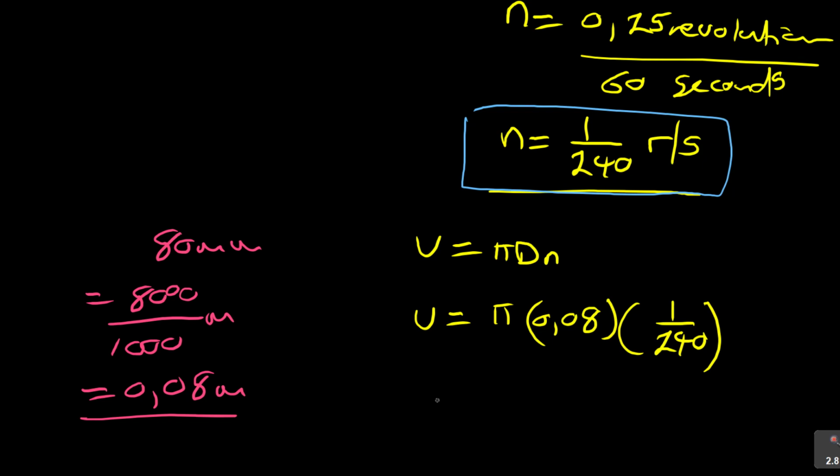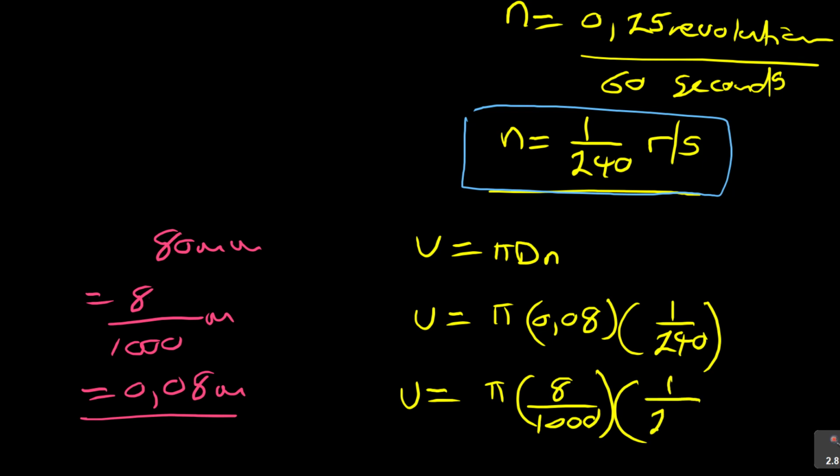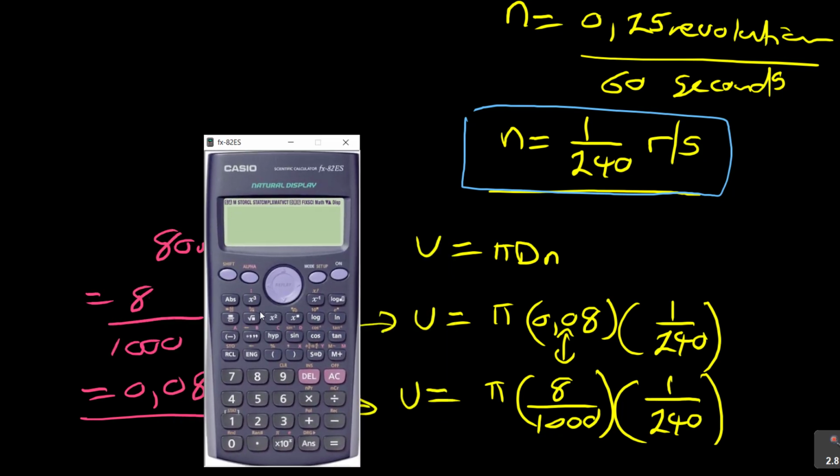If you want, you could have written it like this: V is equal to pi, and then 8 over 1000, and then 1 over 240. It's still fine. Any of these is still fine. This one is already the converted version. If you don't want to do that and you use a calculator once, you can say shift pi, then 8 over 1000. That conversion can be done while you're calculating once, and then there again 1 over 240.